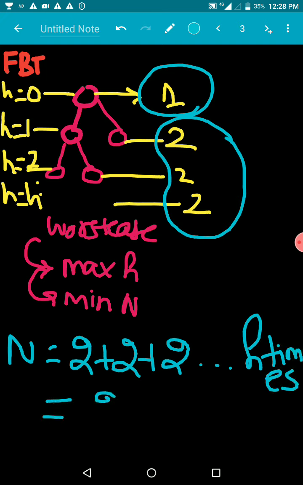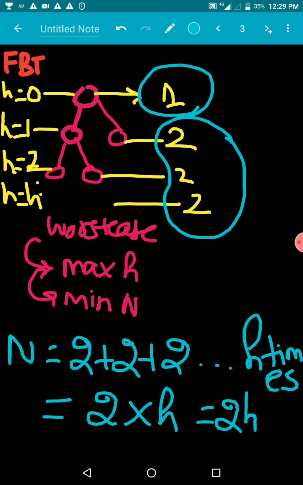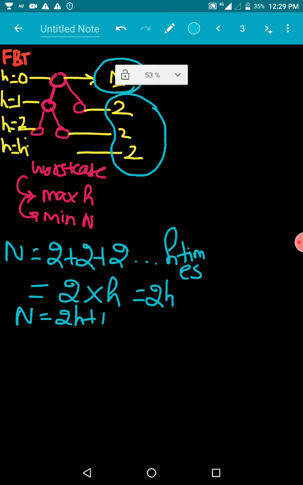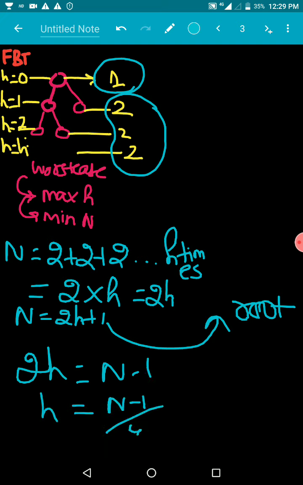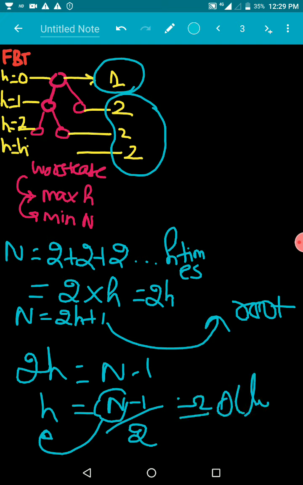So it is simply 2 times h, which is 2h. So finally n equals 2h plus 1. This one includes the root node. So 2h equals n minus 1, so h equals (n minus 1) divided by 2. So if somebody gives the total number of nodes, I can easily find the height of the tree using this formula. This is approximately equal to order of n.